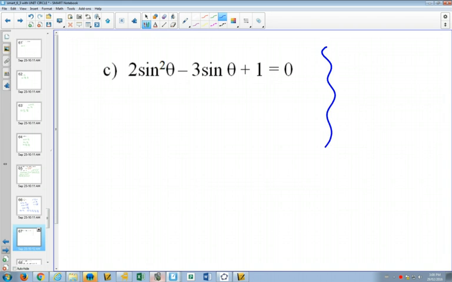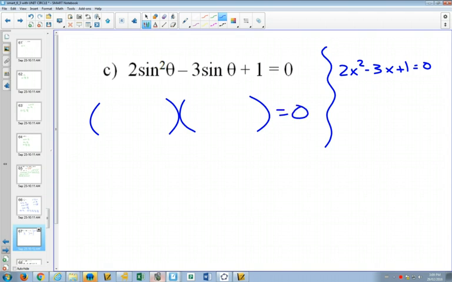So how would you solve this if this was x's? 2x squared minus 3x plus 1 equals 0. Now, eventually, I'm going to not get you to think in x's, but it's just to trigger your memories. So how would you solve 2x squared minus 3x plus 1? What would be your first step? Factor. So we do the same thing here. Our first step is factoring. Set up your brackets. How do you get 2 sine squared? What's the only way to get 2 sine squared? You've got to have one of them be 2 sine and the other one be sine.